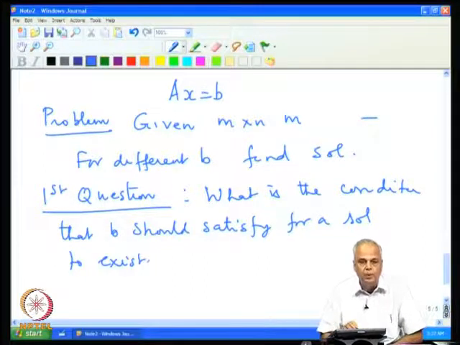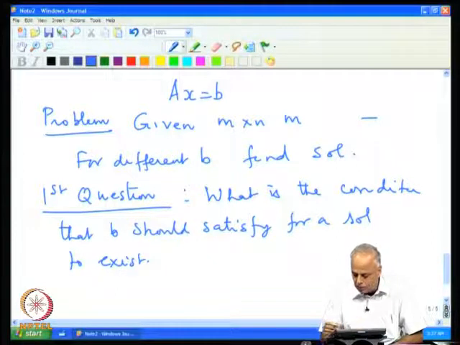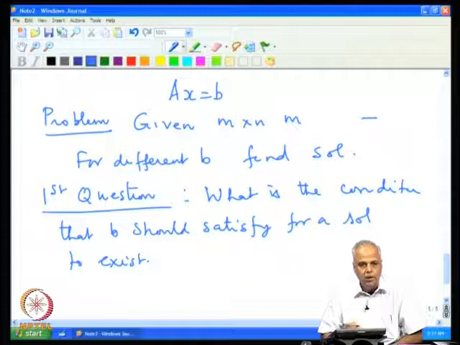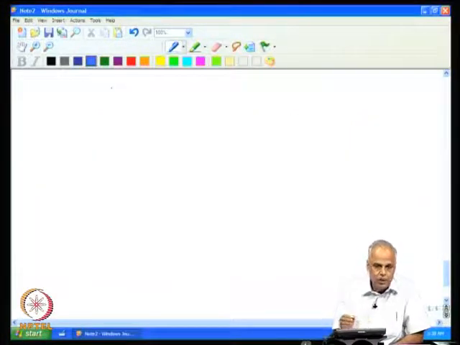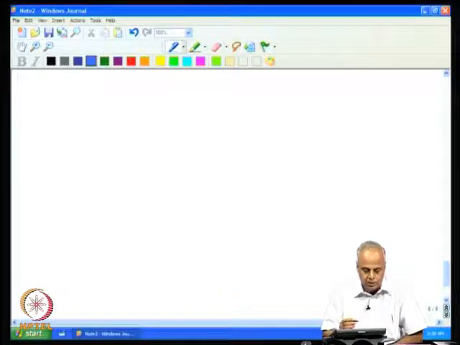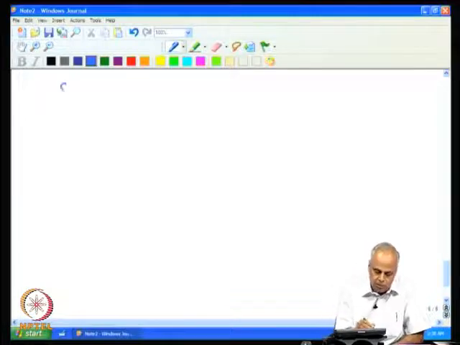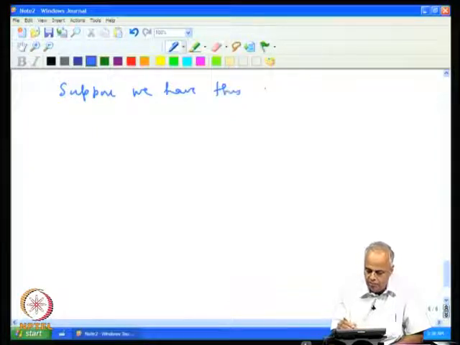This is one of the most fundamental existence questions. Given the system Ax equal to B, that means given the matrix A, for what values of B will we have the solution for the system Ax equal to B, or in other words what condition should B satisfy in order that the system Ax equal to B has a solution. Now therefore, given the system, the first question that we will ask is what is this criterion for existence. Suppose we have found this, so suppose we have the condition C.